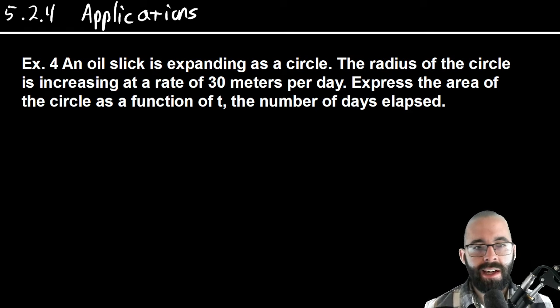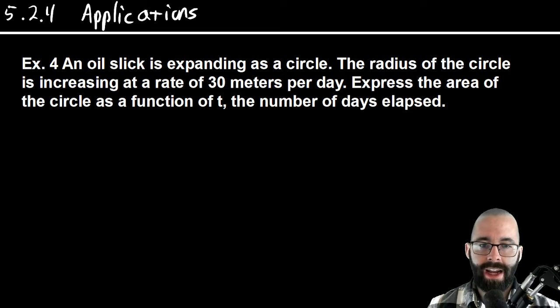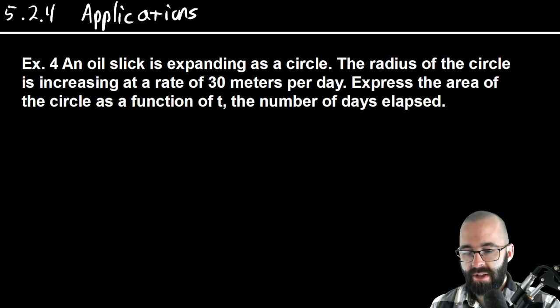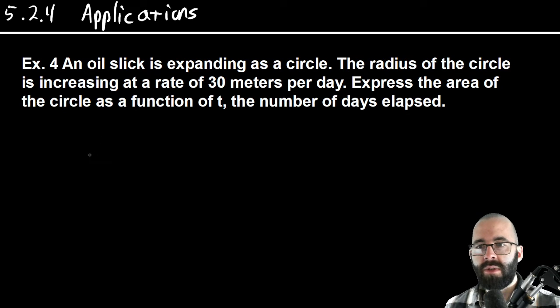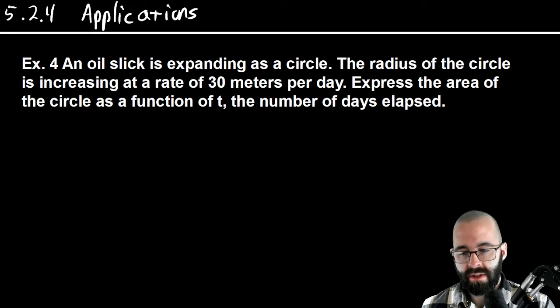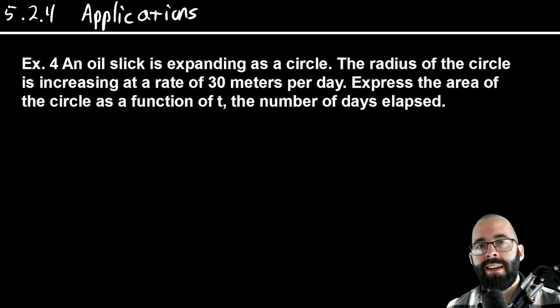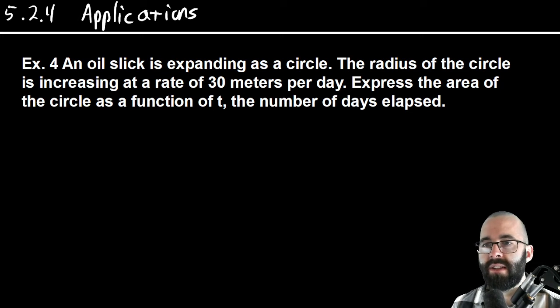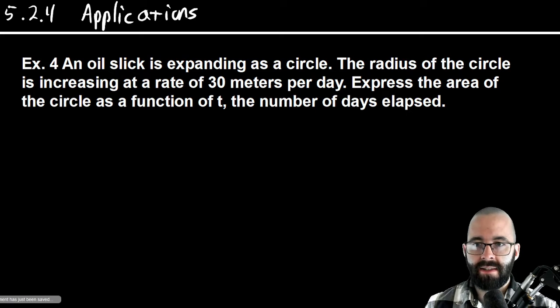Simple versions of the real world. A lot of times real world applications are much more complicated and much more messy, but this is going to be like training. So we have an oil slick. This oil slick is expanding as a circle. The radius of the circle is increasing at a rate of 30 meters per day. Express the area of the circle as a function of t, the number of days elapsed.